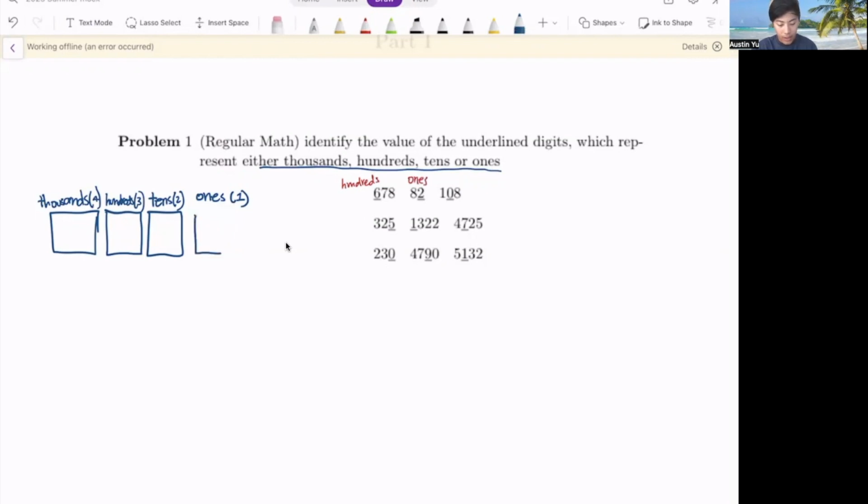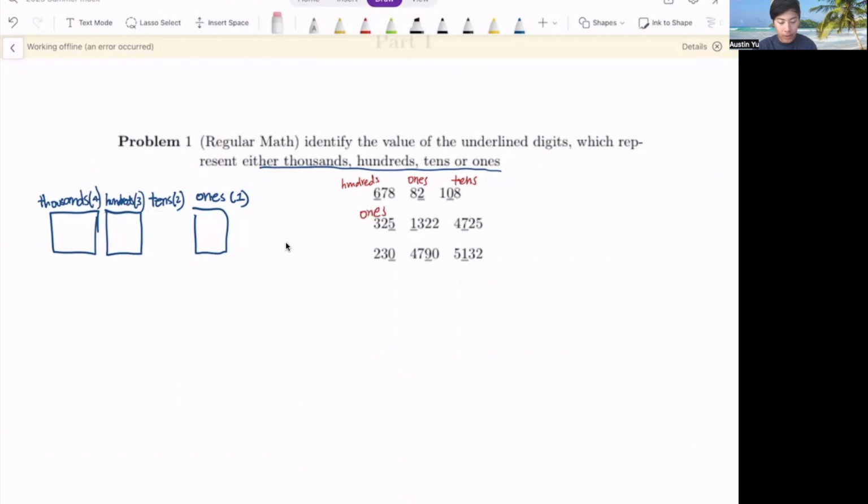Moving on is 108. This time the 0 is underlined, so we always start on the right side first. So 8 would be the ones, and then 0 would be the tens because we move from right to left, and then 1 is the hundreds. So therefore 0 is tens. Moving on is 325, 5 being the ones, tens being the 2, and hundreds being 3. So 325, 5 would be ones.